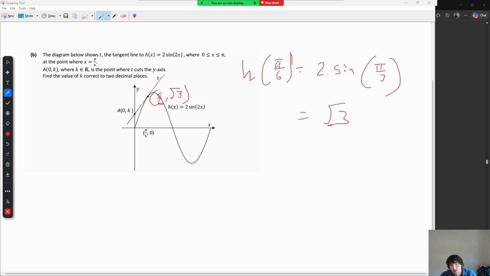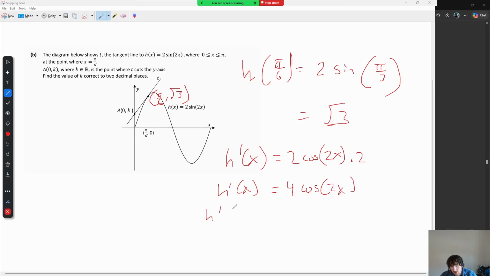So now we just need the slope of t, and we get that by going h dash x. This is a formula for the slope of the tangent everywhere on this function. So you take the derivative of a sine, it becomes positive cos. The 2 out the front does nothing, it just chills there before and after. And then you multiply by the derivative of the inside here, which is 2. So this h dash x, as you should all know, is 4 cos 2x.